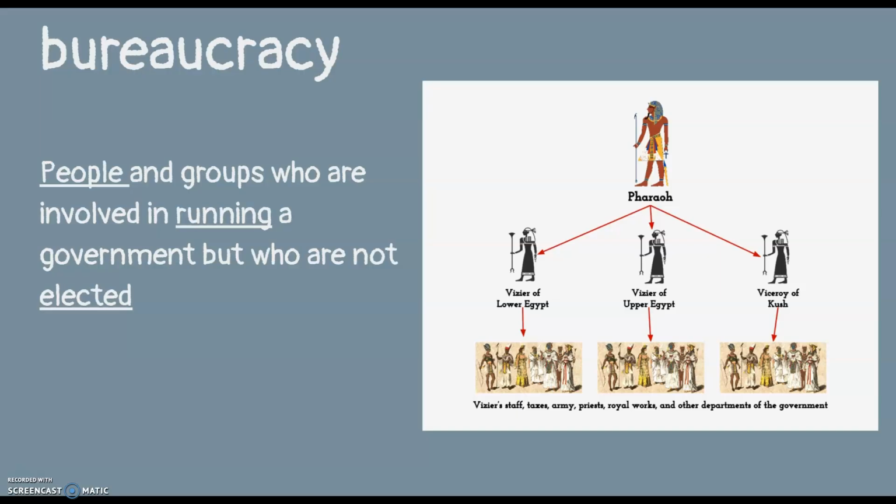First word, bureaucracy. People and groups who are involved in running a government but are not elected. All governments have some form of bureaucracy, whether it's really big or really small, that are in charge of aspects of the government, but they were not elected by the people. They're not chosen. They could be friends of the people that are in charge, and that's how they get put in these positions.